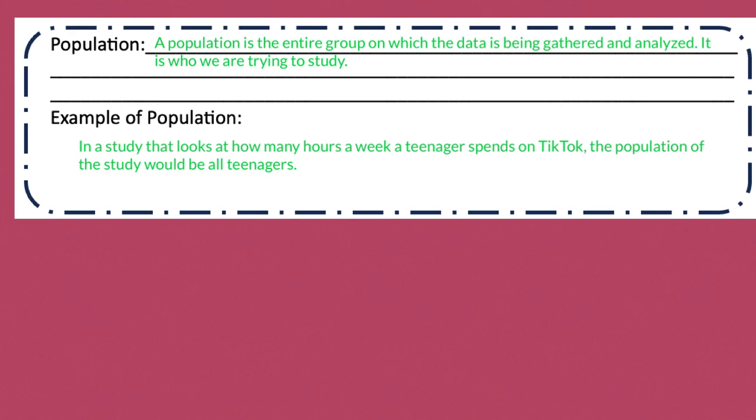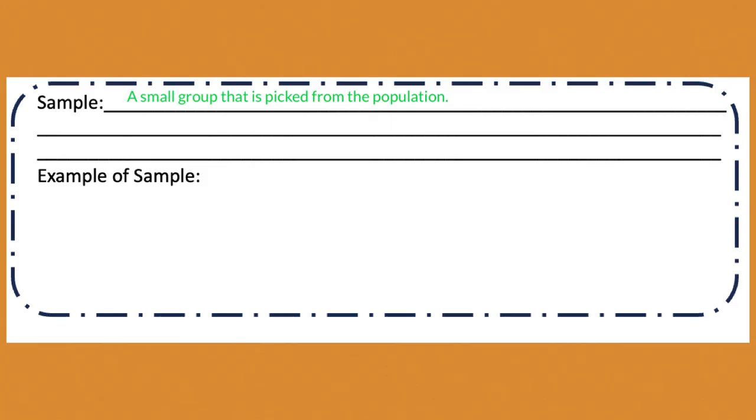So our next definition is going to use that idea. A sample of the population is a small group that is picked from the population. The sample will help us get data based off of the entire population without having to ask the entire population.